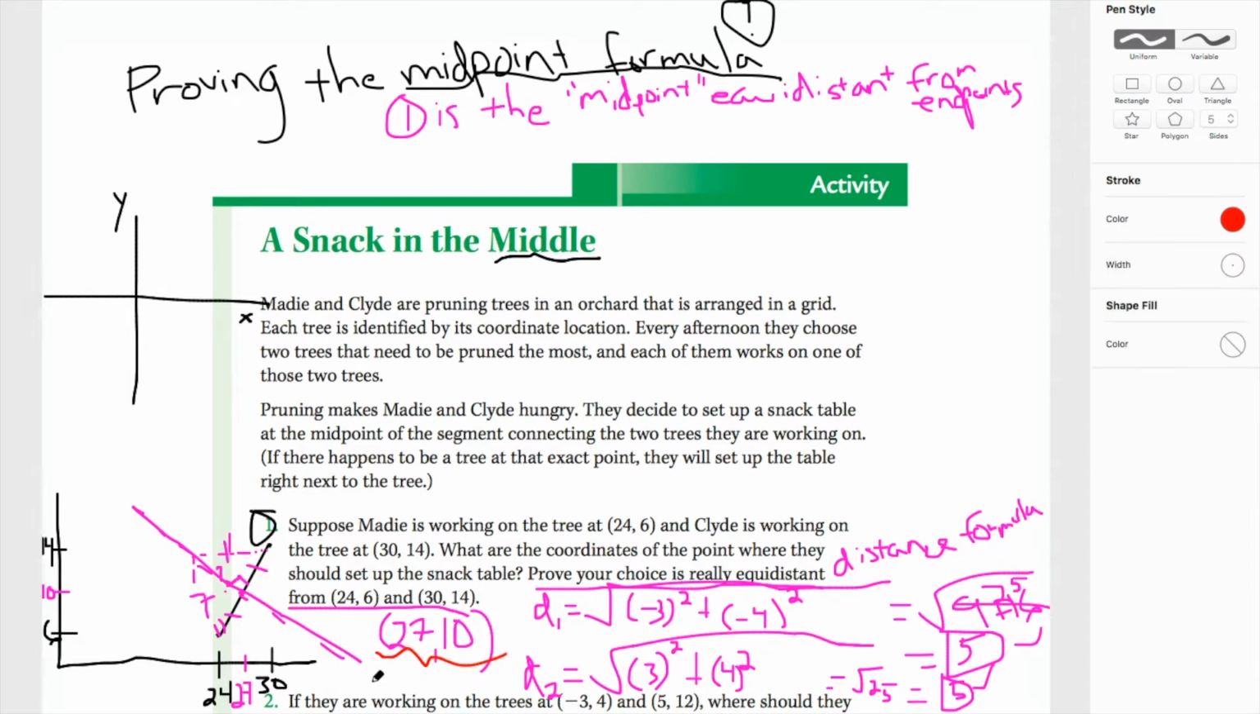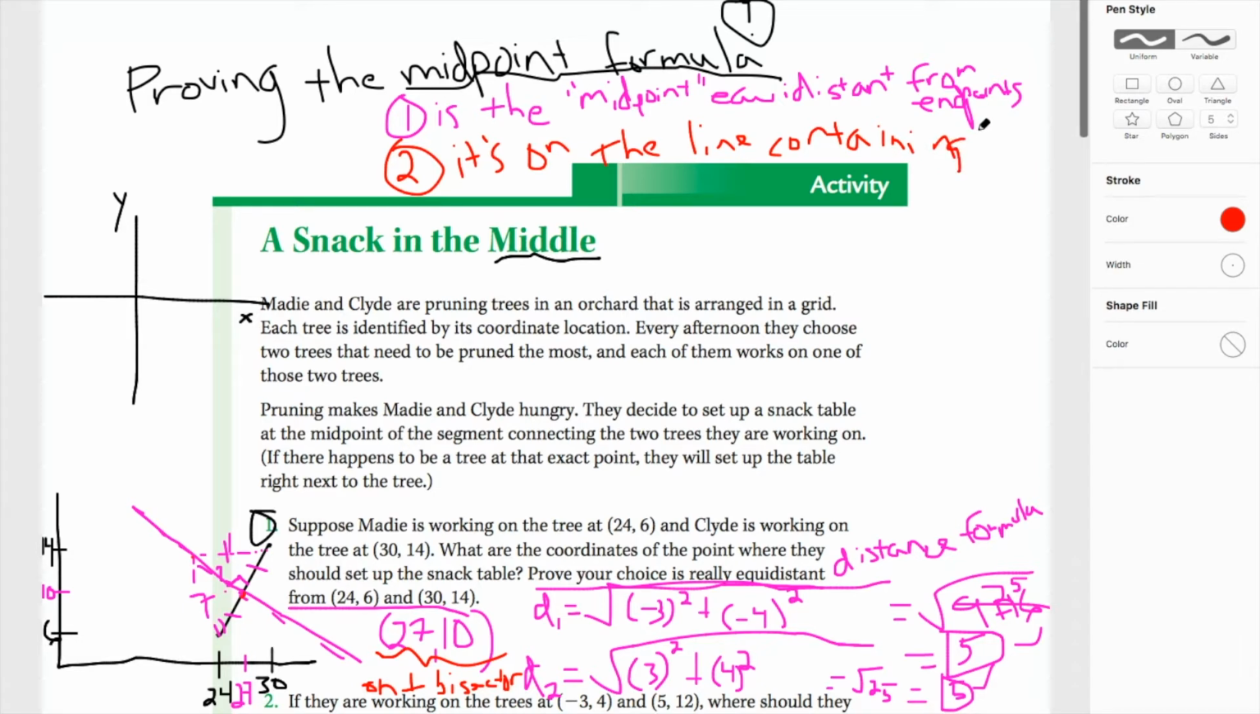What haven't we proven yet? So we know it's on the perpendicular bisector, so it could be up here. What's one way we can prove that it's actually this point? Oh, okay, cool. Step 2. Step 2 of proving this is that it's on the line containing the endpoints. The two endpoints here are (24, 6) and (30, 14), and two points make exactly one line. Your midpoint between those two points needs to be on that line in addition to being equidistant from the endpoints. So that's step 2 to proving this. We'll get to that a bit later.